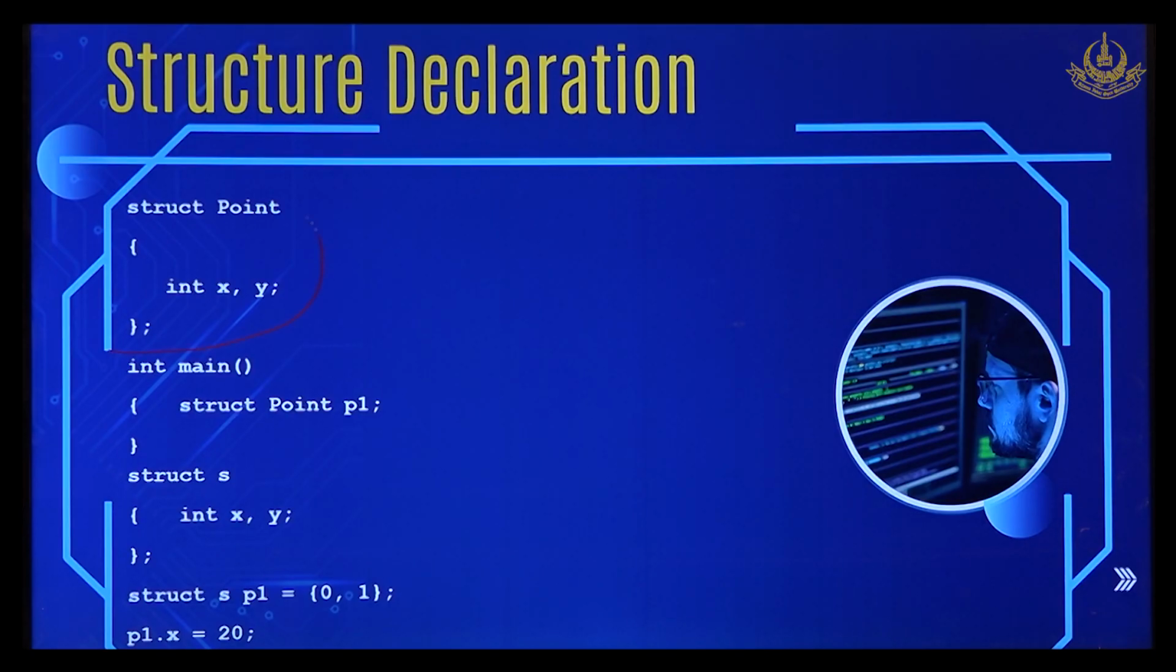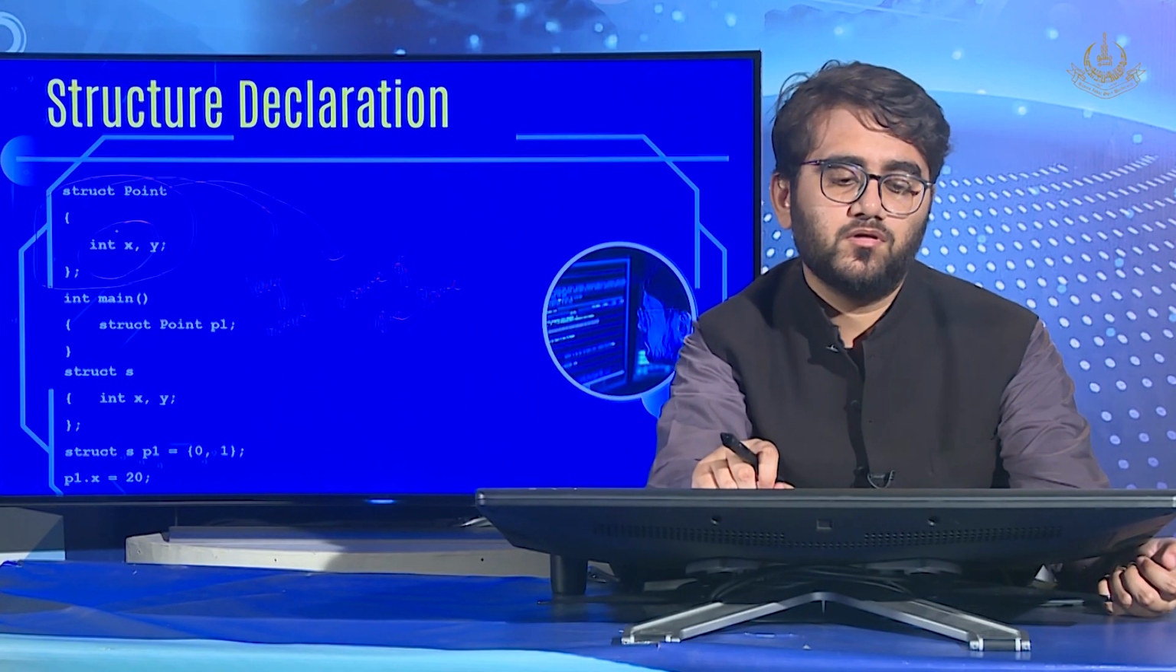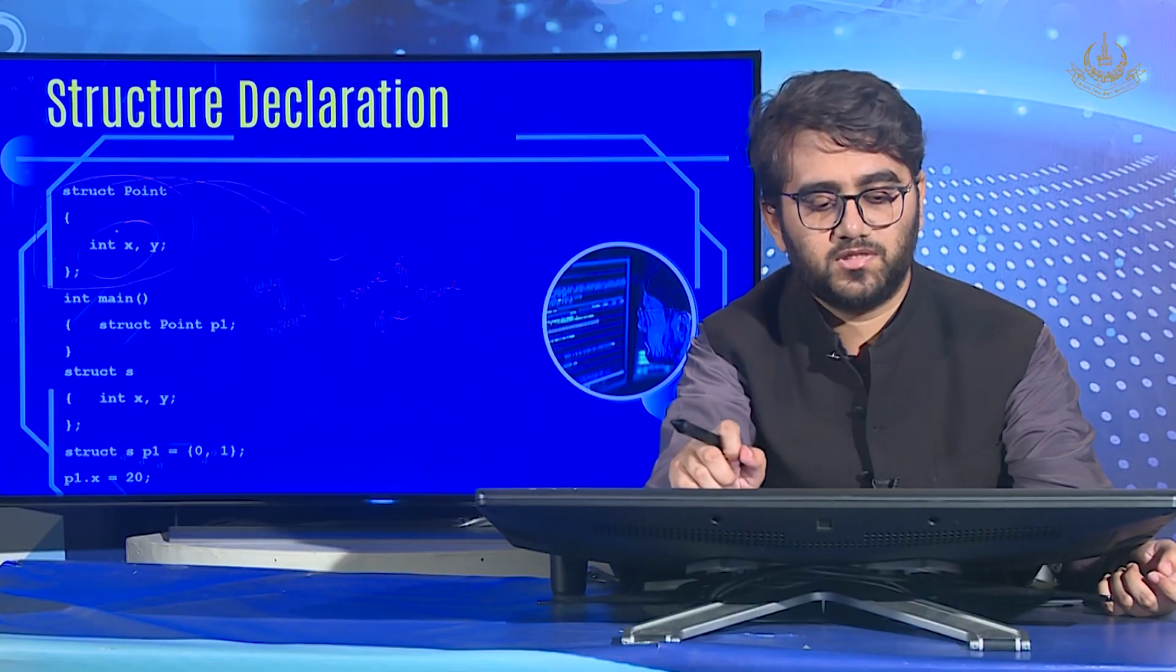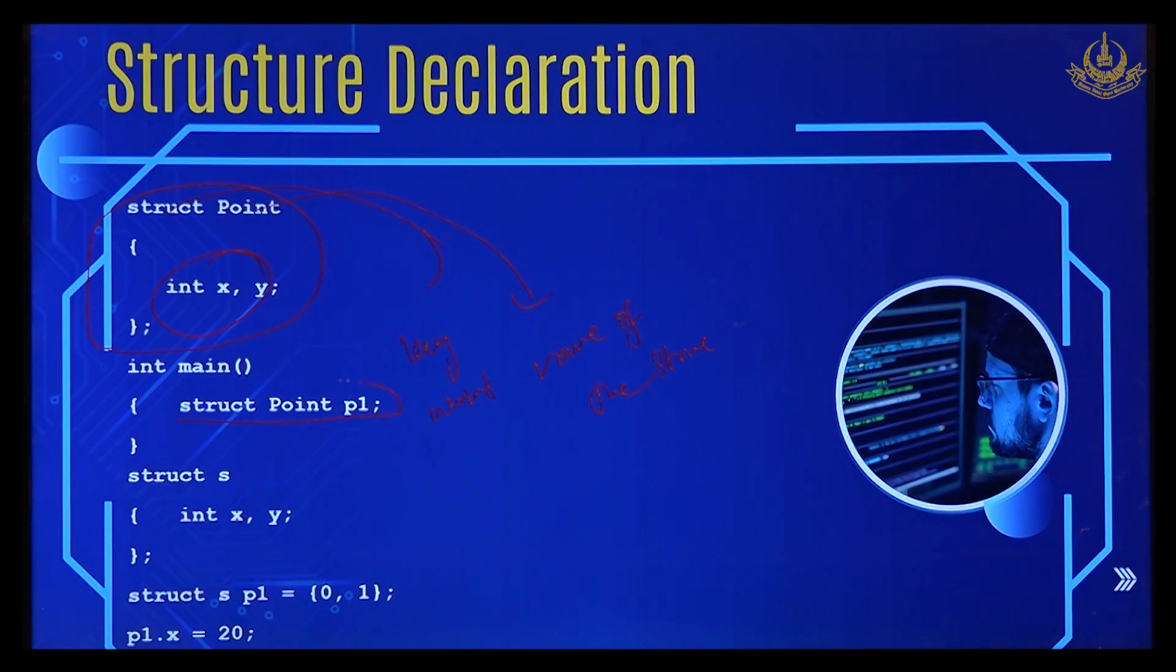Here is another structure which we have declared. We have used a struct keyword, we have used point as the name of the structure, and then we have two variables in it, int x and int y. So, if we have to declare a variable of this point type, what would be the syntax? The syntax would be really simple.